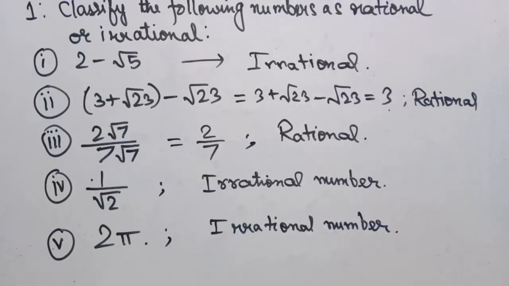So in question number 1, Roman numbers 1, 4 and 5 will be irrational numbers, and Roman numbers 2 and 3 will be rational numbers.